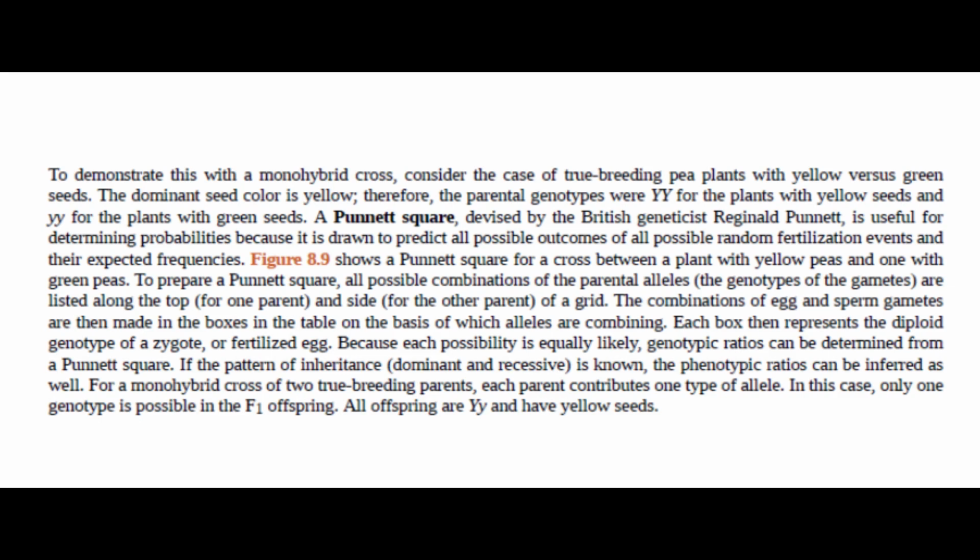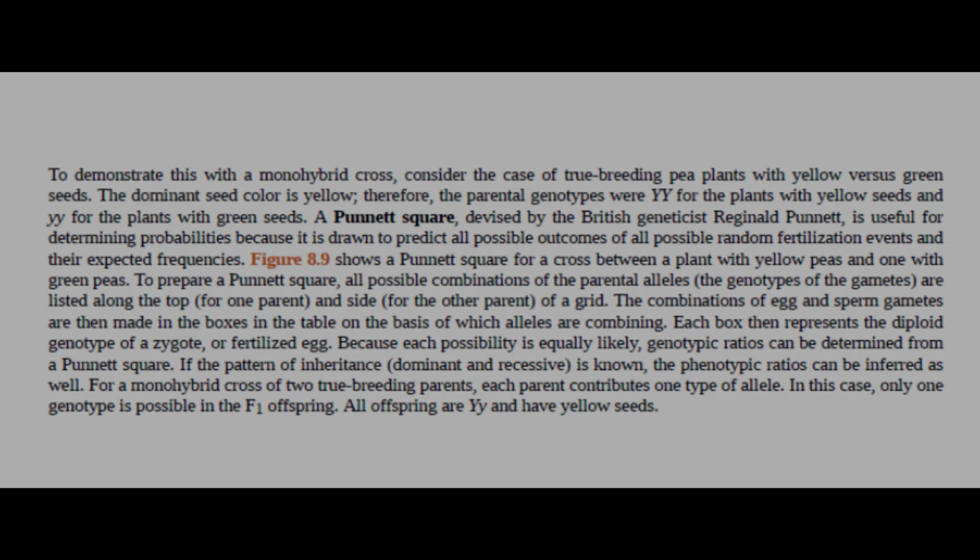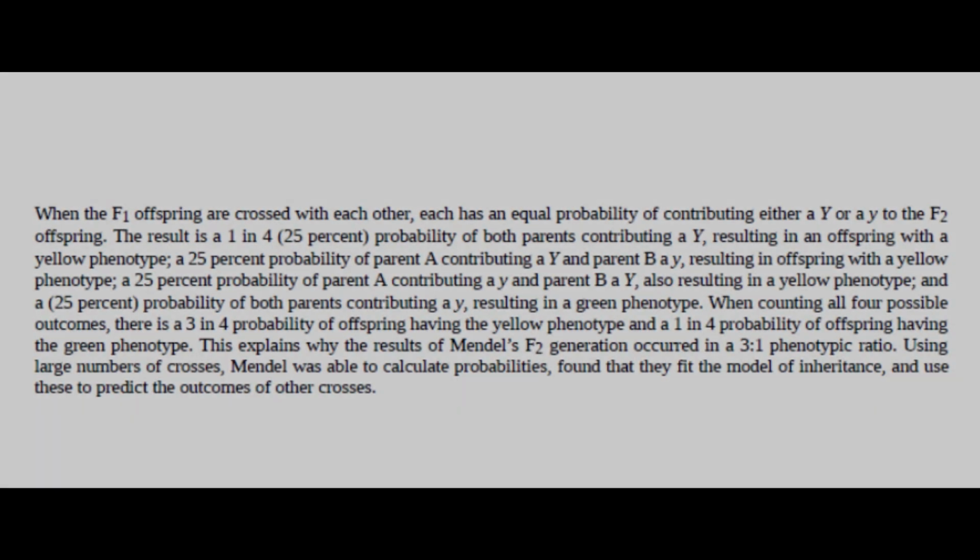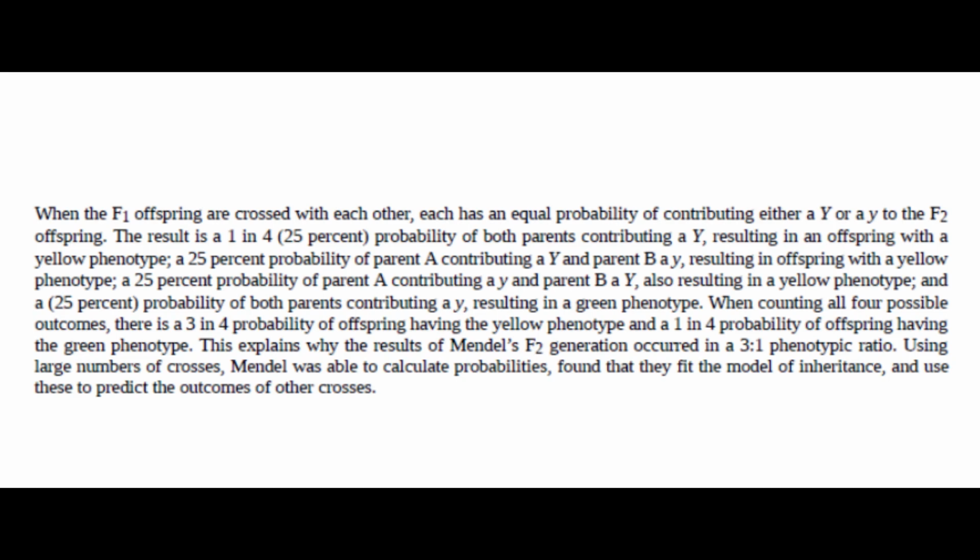For a monohybrid cross of two true-breeding parents, each parent contributes one type of allele. In this case, only one genotype is possible in the F1 offspring. All offspring are Yy and have yellow seeds. When the F1 offspring are crossed with each other, each has an equal probability of contributing either a Y or a y to the F2 offspring.